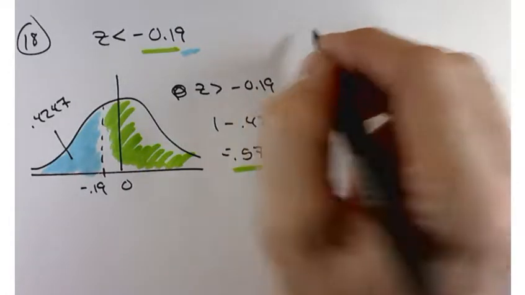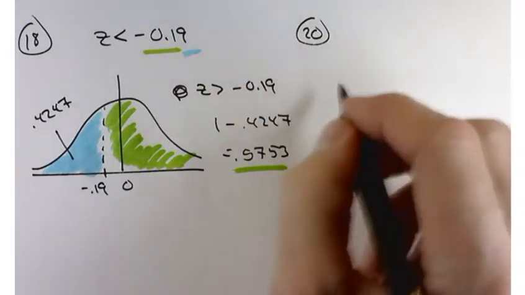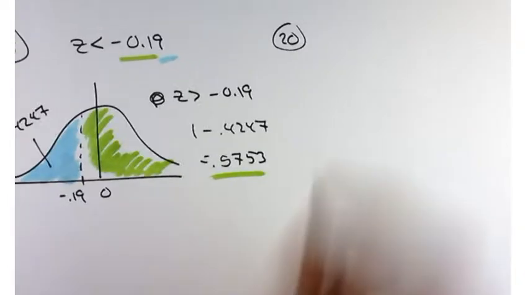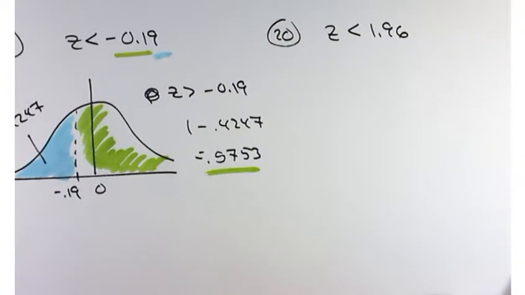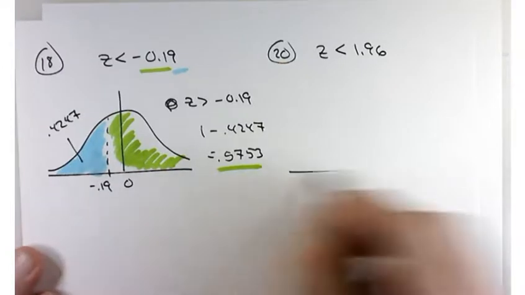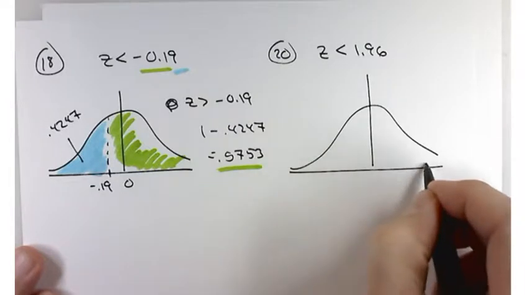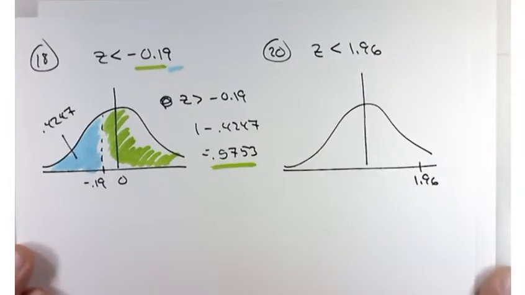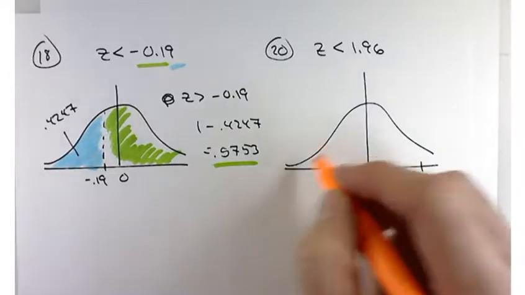Let's move over to the right side of 0 with the next one, problem number 20. And you're going to get really familiar with this next value. This time I want z is less than 1.96. So the area underneath the curve to the left of 1.96. So 1.96 is going to be out here in the tail. And as before, I want to find that area.